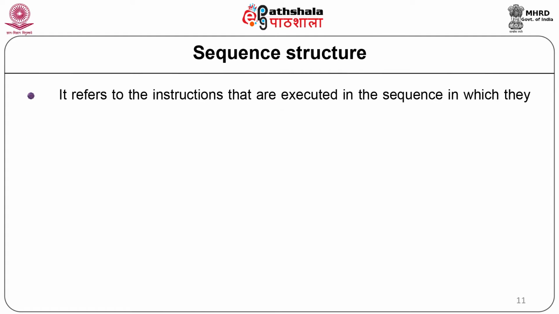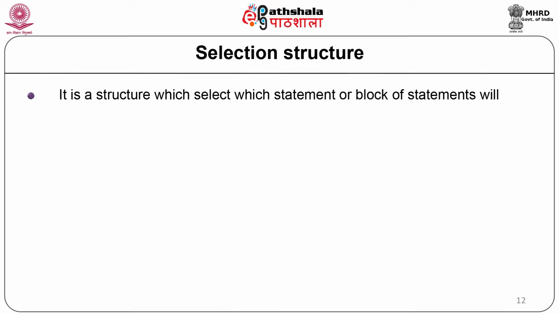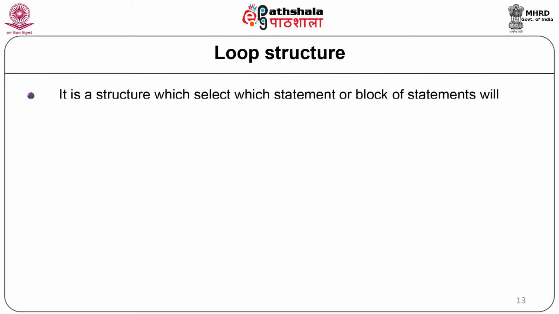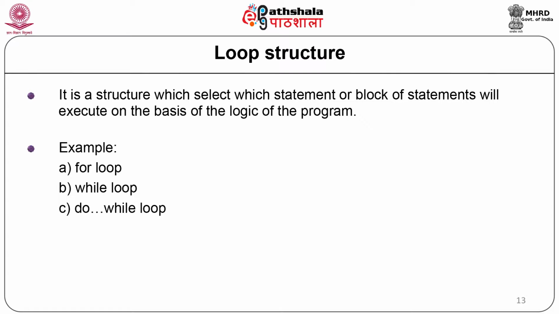Sequence structure refers to the instructions that are executed in the sequence in which they are written in the program. Example: the compound statement, an opening bracket, statement 1, statement 2 and so on, and the closing bracket. Selection structure is a structure which selects which statement or block of statements will execute on the basis of the logic of the program. Examples are the if statement, if else statement and switch statement. Loop structures are used to go over a statement or a set of statements repeatedly. Examples are for loop, while loop and do while loop.